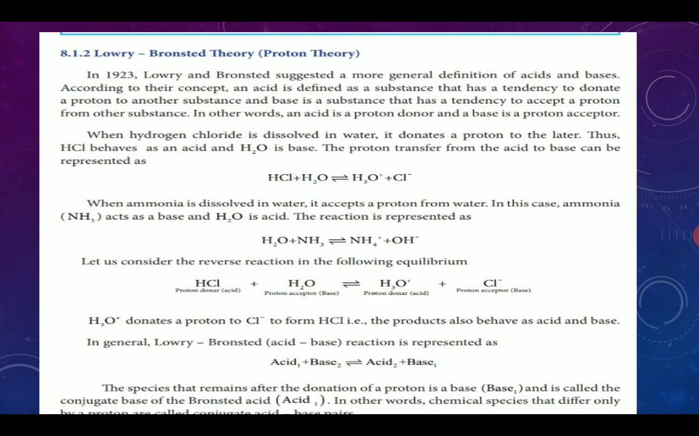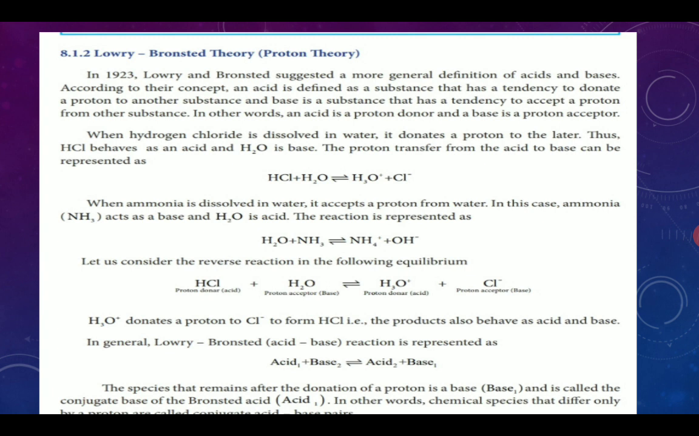Now this is what we have studied regarding Arrhenius theory. Then now let us go to the Lowry-Bronsted theory, that is proton theory. Lowry-Bronsted suggested in 1923 a more general discussion of acids and bases. According to their concept, an acid is defined as, remember, the substance that has a tendency to donate a proton. Proton means H plus ion to another substance.